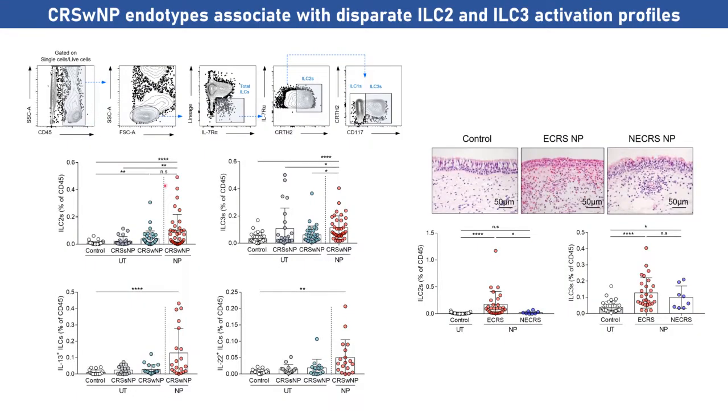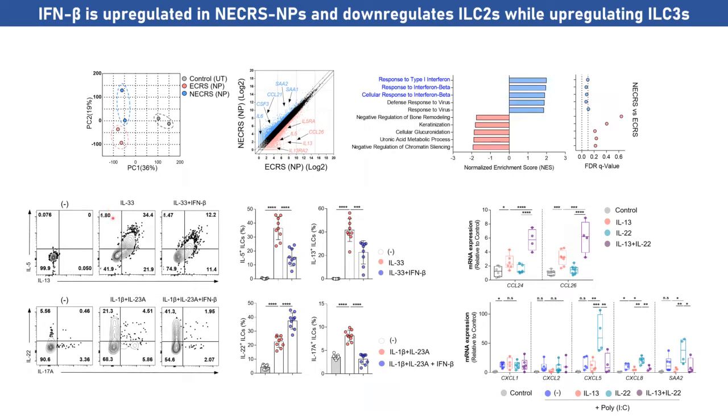First, we found that ILC2 and ILC3 were increased and functionally activated in CRS with nasal polyp condition. Furthermore, depending on CRS endotypes, ILC2 only increased in ECRS conditions, but ILC3 in both endotypes. Next, we wanted to find differences between ECRS and NECRS conditions by RNA sequencing. We found that type 1 interferon response was significantly increased in NECRS compared to ECRS.